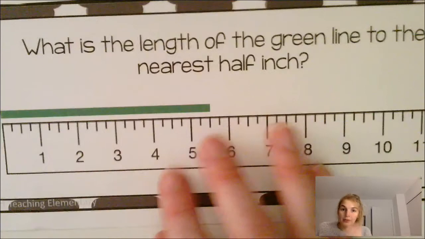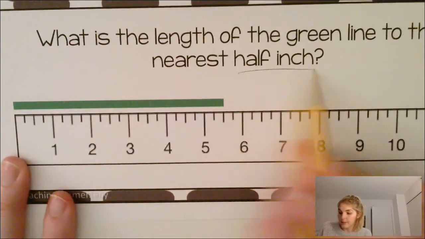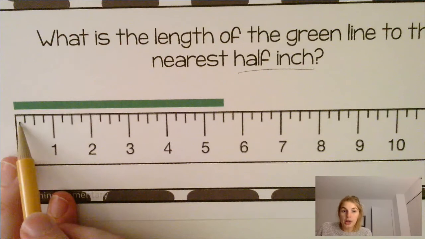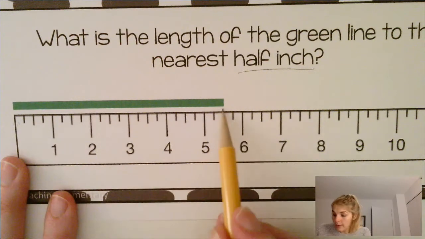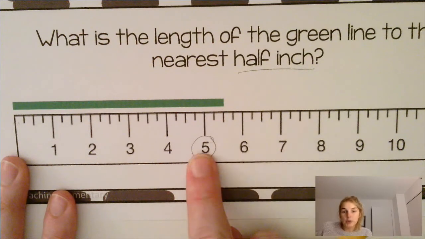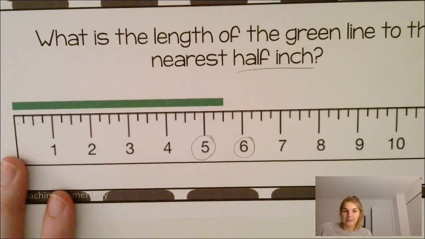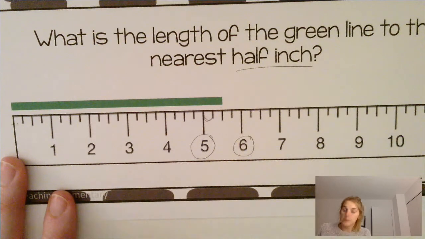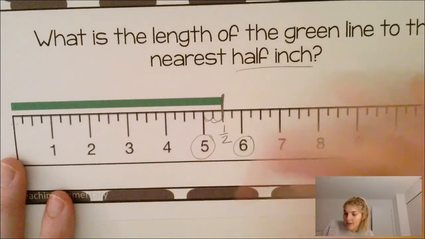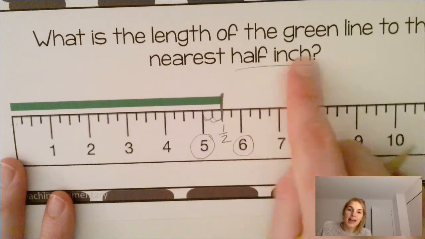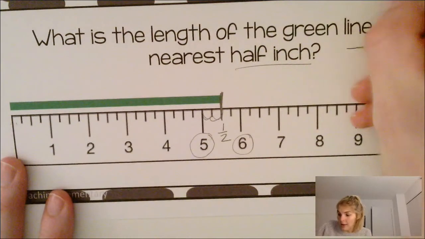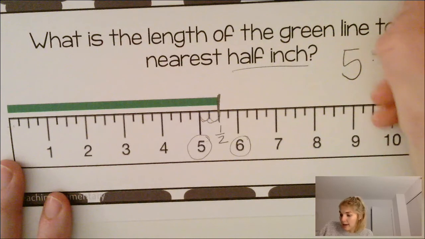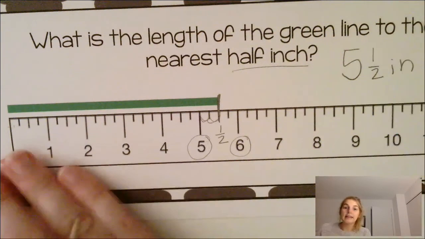Let's try one more. This one is also to the nearest 1/2 inch, it looks like. I start at 0. I'm following my line and I see that it is between 5 and 6. So that means that this is the quarter, the first of 4 hops. This is the 1/2 right in between, and it looks like that's where that lands, right there at the 1/2. It also says it in my problem, the nearest 1/2 inch, which shows me that I am correct. 5 and 1/2 inches is the length of our green line.